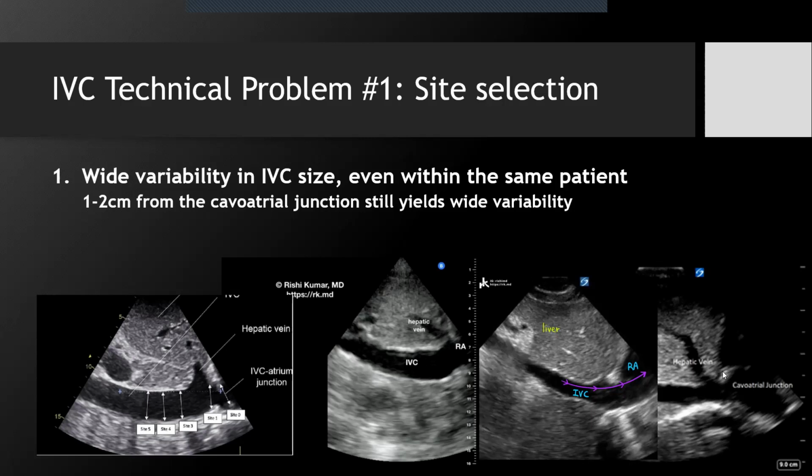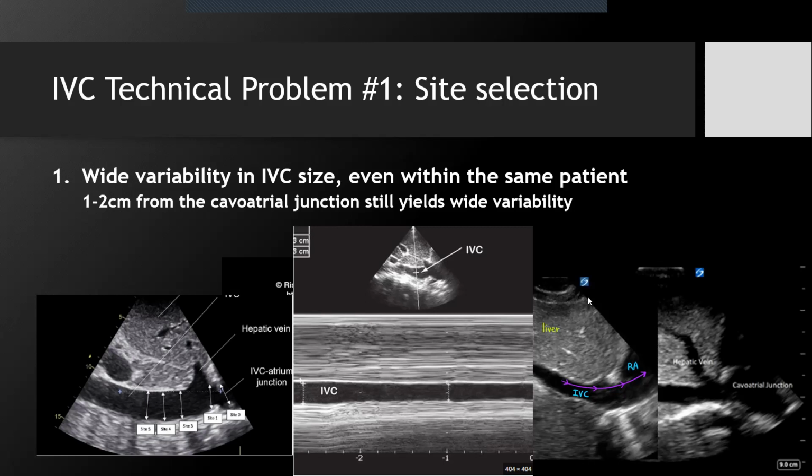Here you have another cavoatrial junction where you can't really measure anything until out here, which is more than 1 to 2 centimeters. And here you also have this IVC where it narrows quite quickly as well. So if you put the line here, versus just there, you're getting a very different read. So where you place your marker really matters. And it's really hard to truly standardize this. So all these studies that are relying on this already have this major limitation.